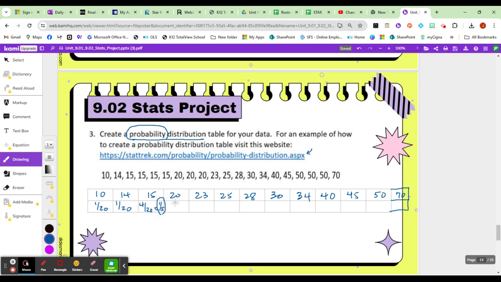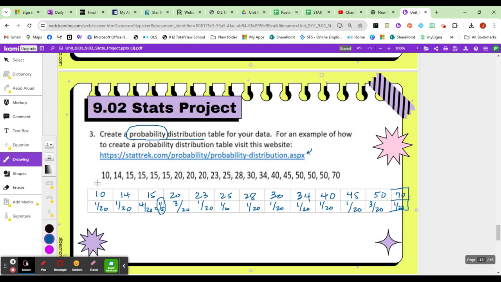There are 3 20s out of a total of 20 numbers. That does not reduce. There's 1 out of 20, 23, 1 out of 20, 25, 1 out of 20, 28, 1 out of 20, 30, 1 out of 20, 34, 1 out of 20, 40, 1 out of 20, 45. There are 3 50s, and there is 1 out of 20, 70. So you could leave your probability just like that.